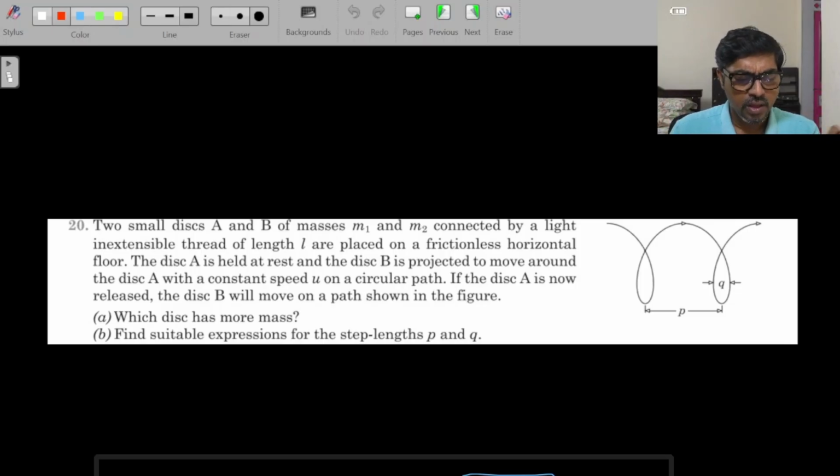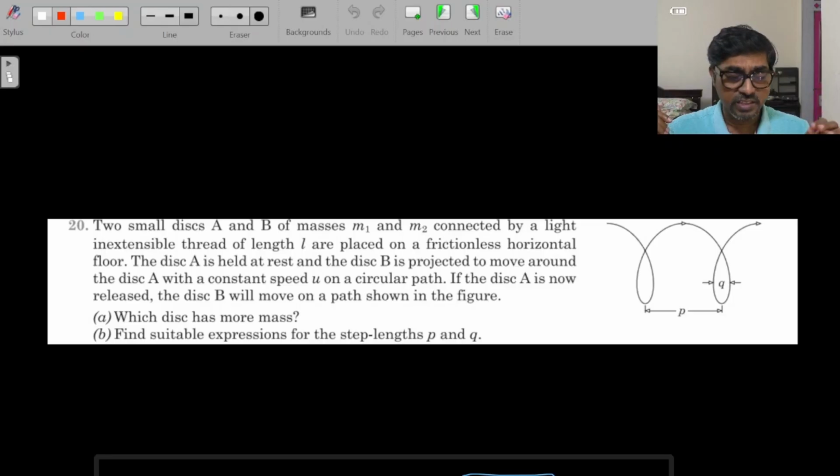Now the disc A is held at rest, you are holding disc A, and the disc B is projected to move around A with a constant speed u in a circular path. Because the string is connected and the length is L, it will go in a circular path of radius L, assuming that everything is in a horizontal plane. That's what they are saying.